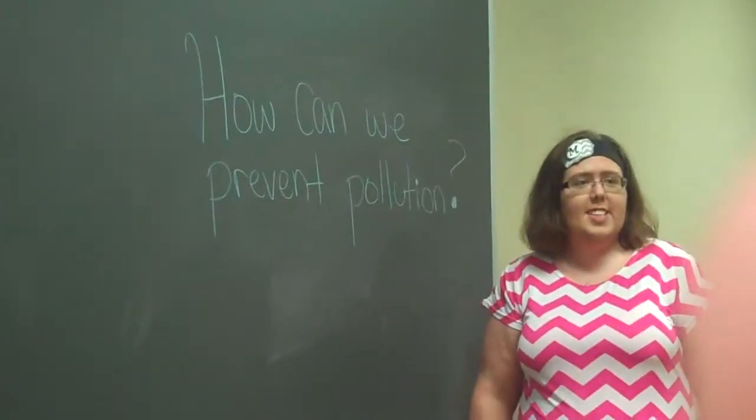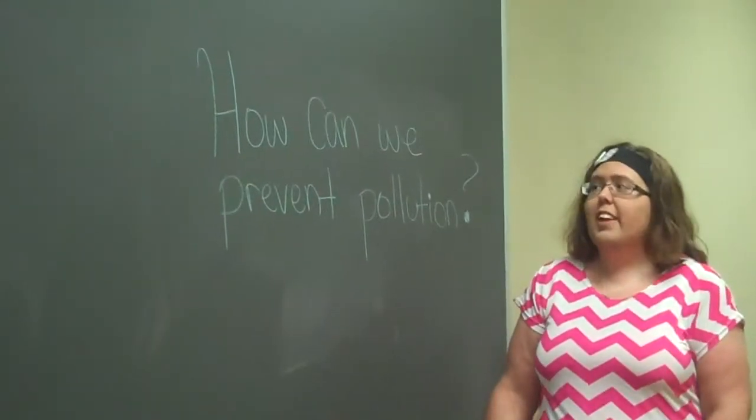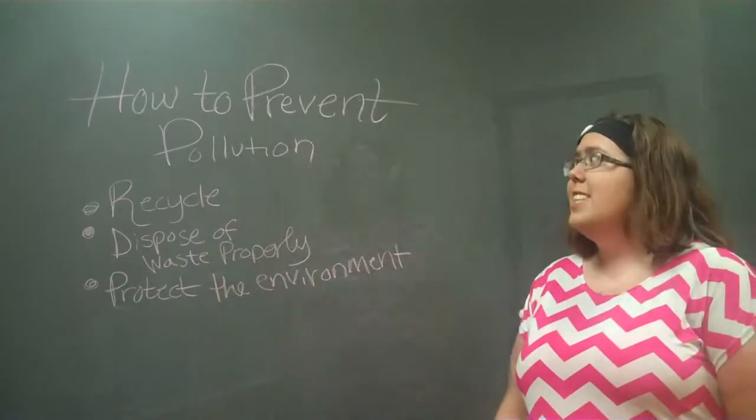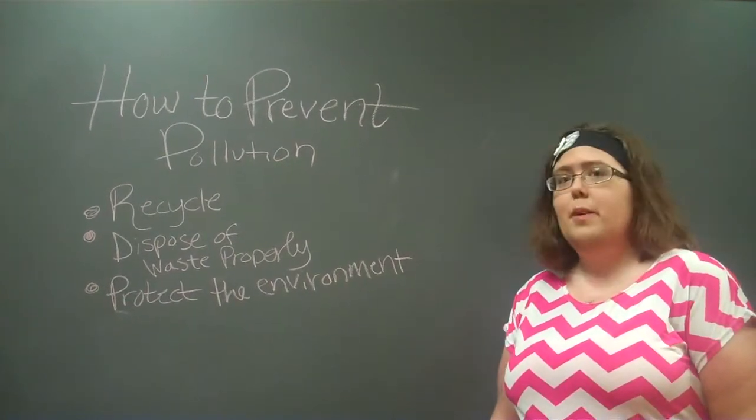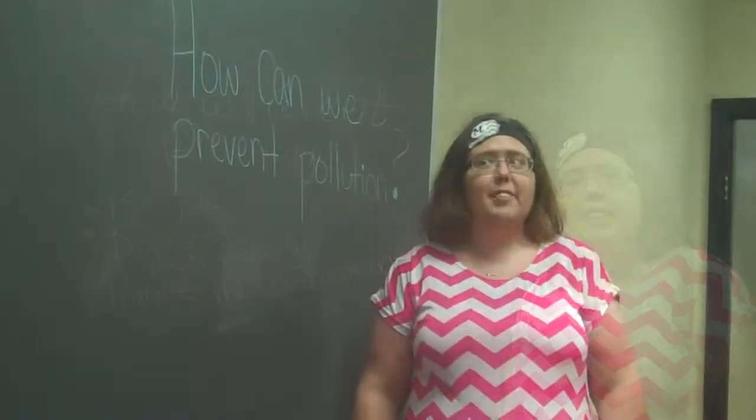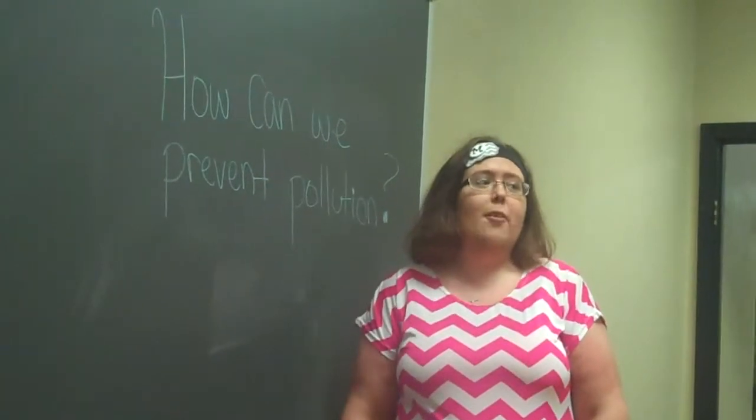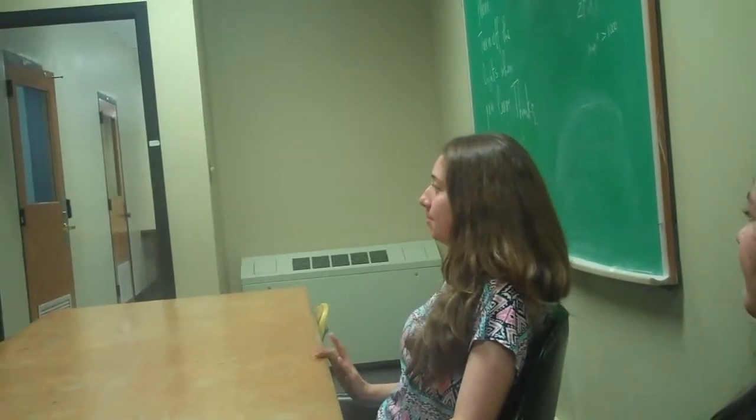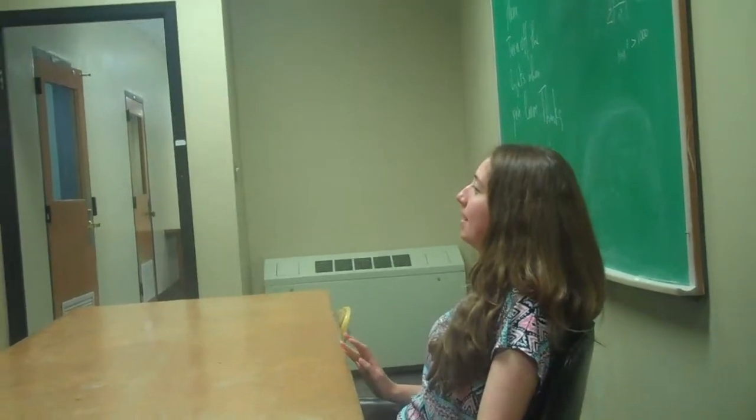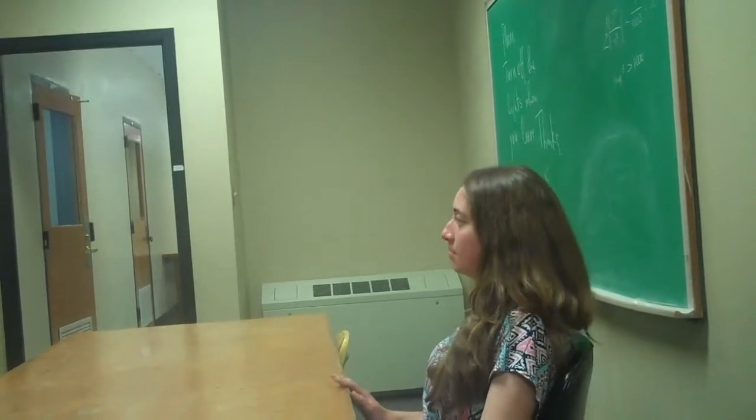Okay, before we start our lesson today, can y'all tell me how we can prevent pollution? Okay, ways to prevent pollution are to recycle, dispose of waste properly, and protect the environment. Now that we know ways to prevent pollution, what are some of the ways to prevent it? Thanks, Emily. In order to prevent pollution, we can protect the environment by recycling and disposing of waste properly.